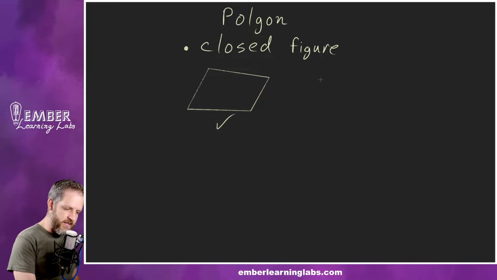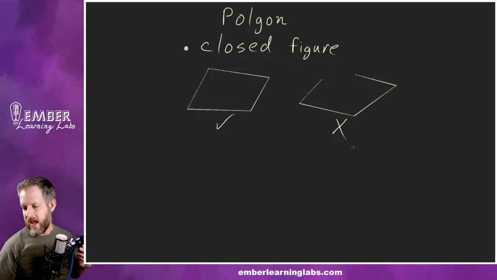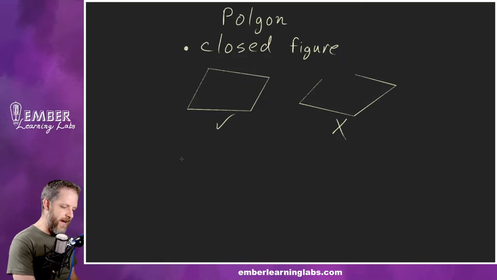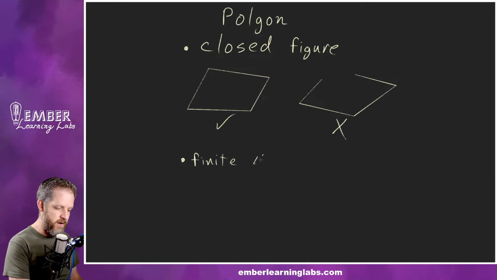A non-example would be something like this. See, it doesn't actually close. So that is a non-example. That is not a closed figure. So a polygon is a closed figure with a finite number of sides. Finite, so not infinite, number of sides.